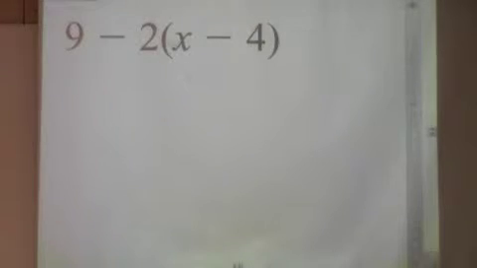Similar, but a little different. 9 minus 2 times the quantity x minus 4. What do we have to do there? Ken, what do you think? Negative 2 times x plus negative 2x. Now how come you did times first instead of minus?